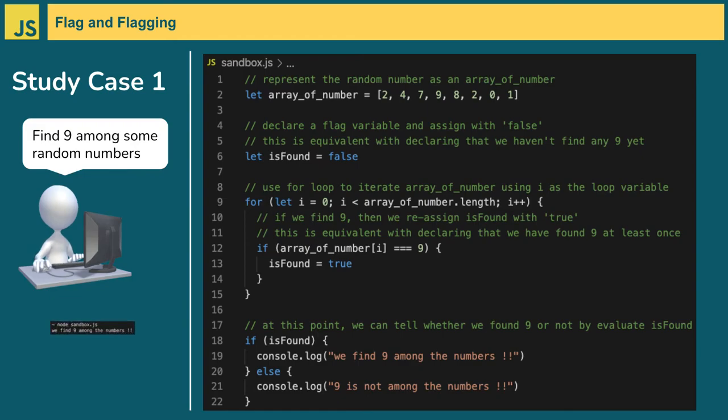Okay, here we go. See this, what I execute on my terminal, and then we made it. We find 9 among the numbers with the flagging technique. And then let's try study case number 2, which doesn't have any 9 inside of our random numbers. The code is still the same, but the result is different. Now we don't have 9, so it will choose the second sentence: 9 is not among the numbers.